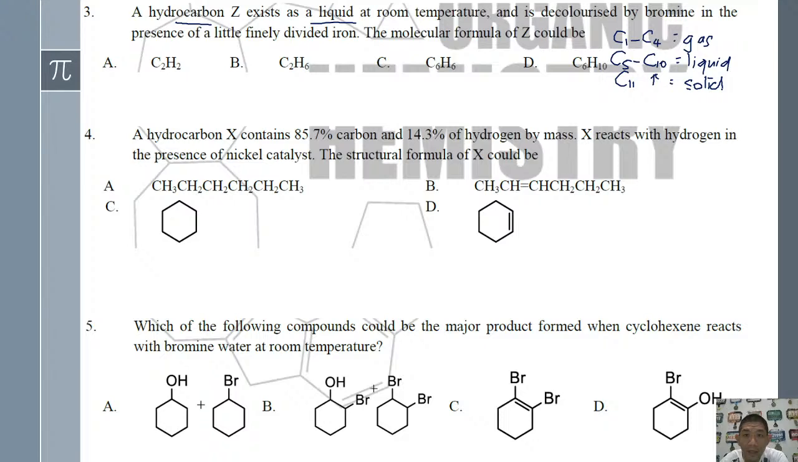The next keyword is that it decolorizes bromine water in the presence of a little finely divided iron. This is trying to tell you that the compound contains a benzene. So what is the possible answer? As I told you, this is a gas, this is a gas, and this is a liquid, and this is a liquid.